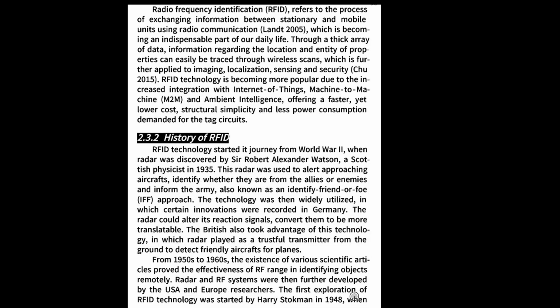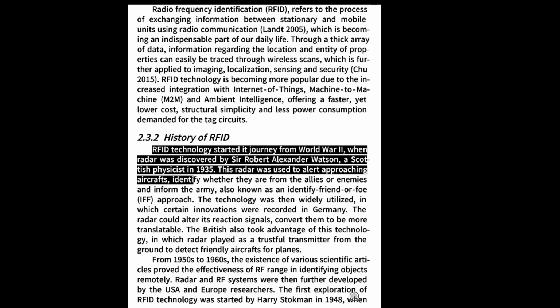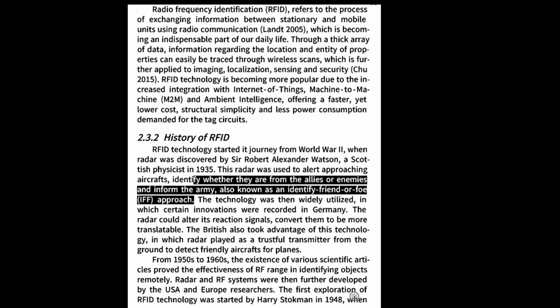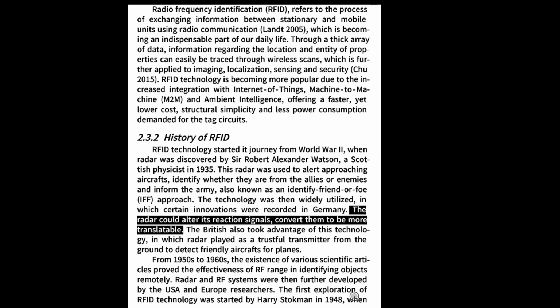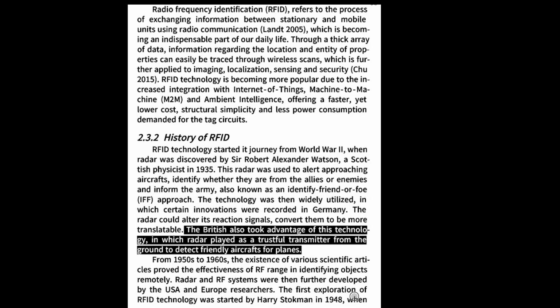2.3.2 History of RFID. RFID technology started its journey from World War II, when radar was discovered by Sir Robert Alexander Watson, a Scottish physicist, in 1935. This radar was used to alert approaching aircrafts, identify whether they are from the Allies or enemies, and inform the Army, also known as an Identify Friend or Foe (IFF) approach. The technology was then widely utilized, in which certain innovations were recorded in Germany. The radar could alter its reaction signals, converting them to be more translatable. The British also took advantage of this technology, in which radar played as a trustful transmitter from the ground to detect friendly aircrafts for planes.